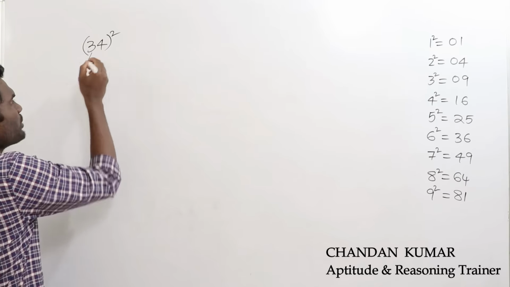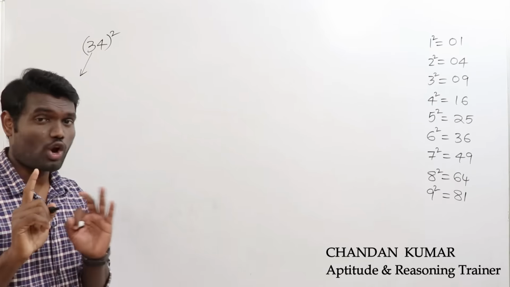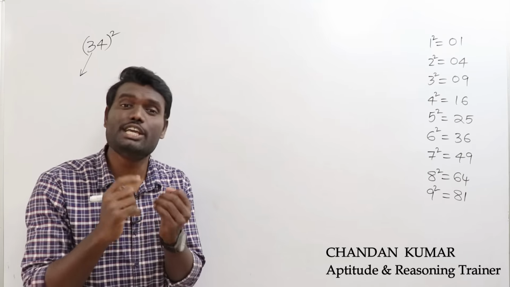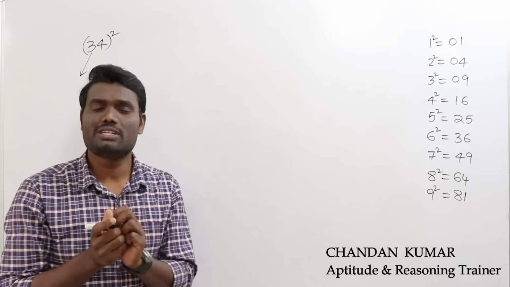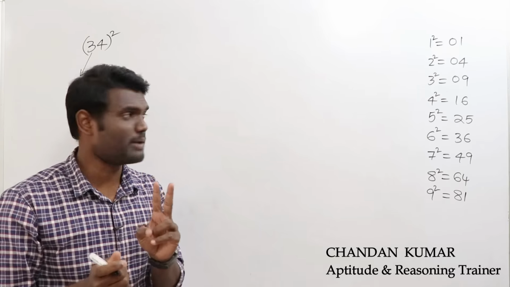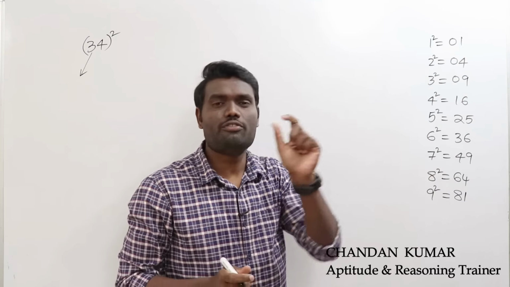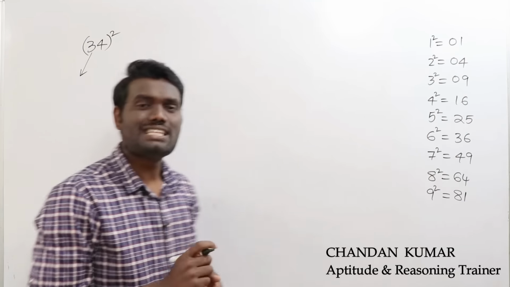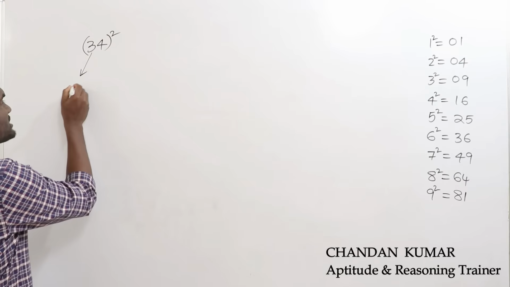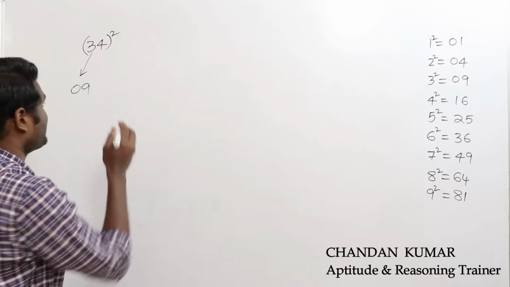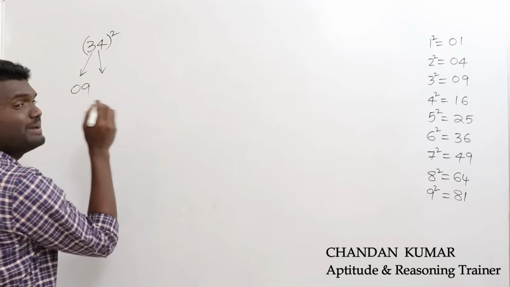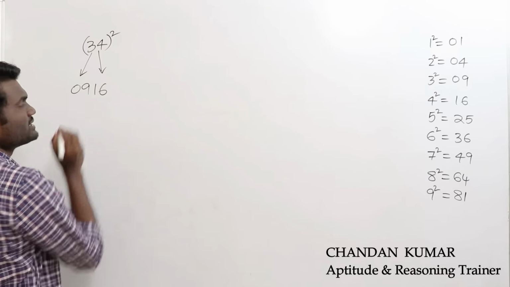3 square is 9, but you're not supposed to write 9, you're supposed to write it as 09. Why? Because we're always supposed to write two digits at a time. If it is 2 square, 4, you'll write it as 04. Always write two digits. As 3 square is 9, you'll write it as 09. Next, 4 square will be 16, so write 16 right beside that.